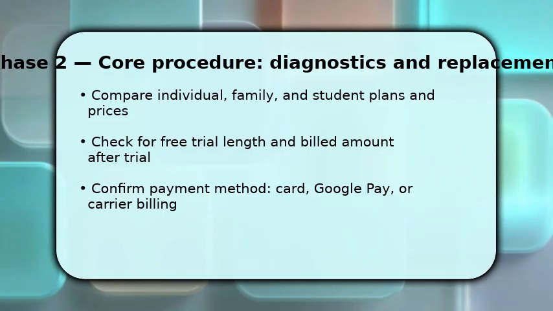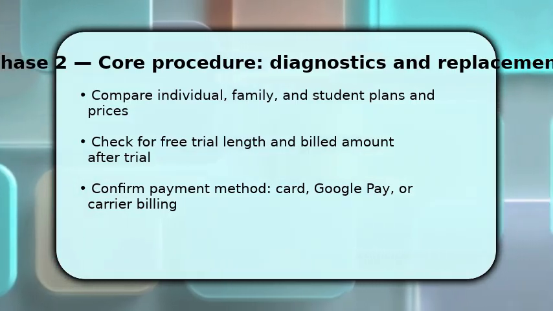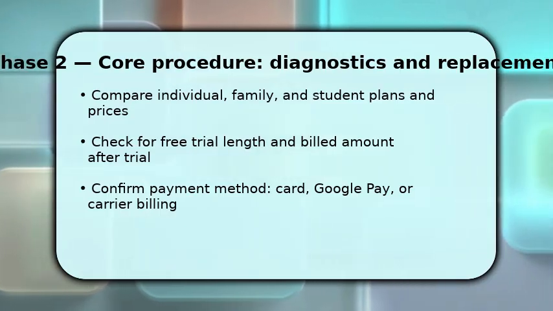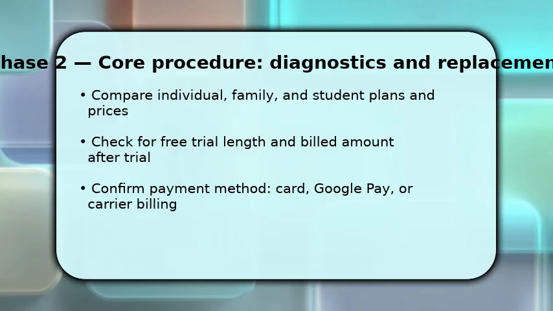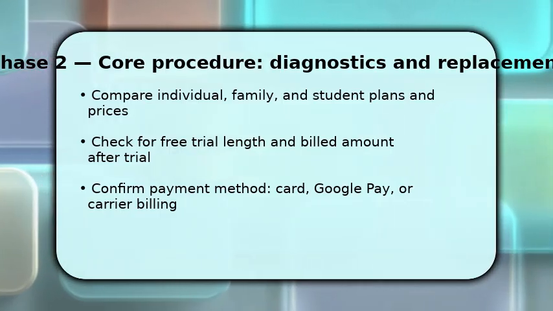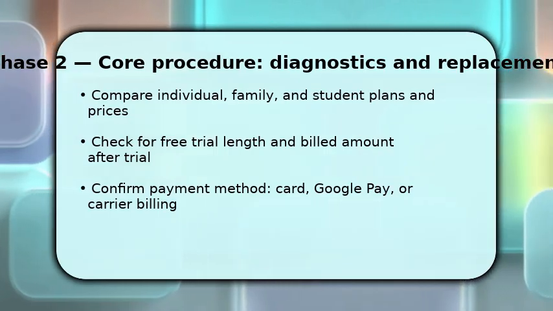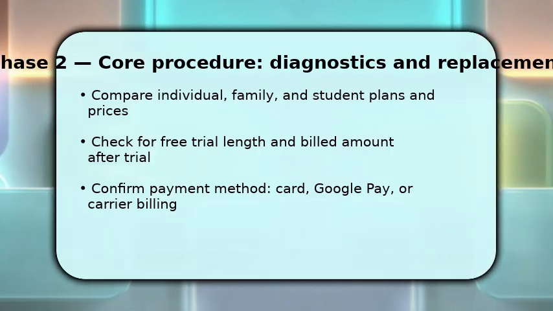You need to review what each plan includes and why prices differ. Compare individual, family, and student options, and check the free trial length versus the billed monthly cost so you know when payments start. Make sure your preferred payment method is set up, credit card, Google Pay, or carrier billing, because YouTube charges the method on file as soon as the trial ends. Proceed when you're ready to commit.